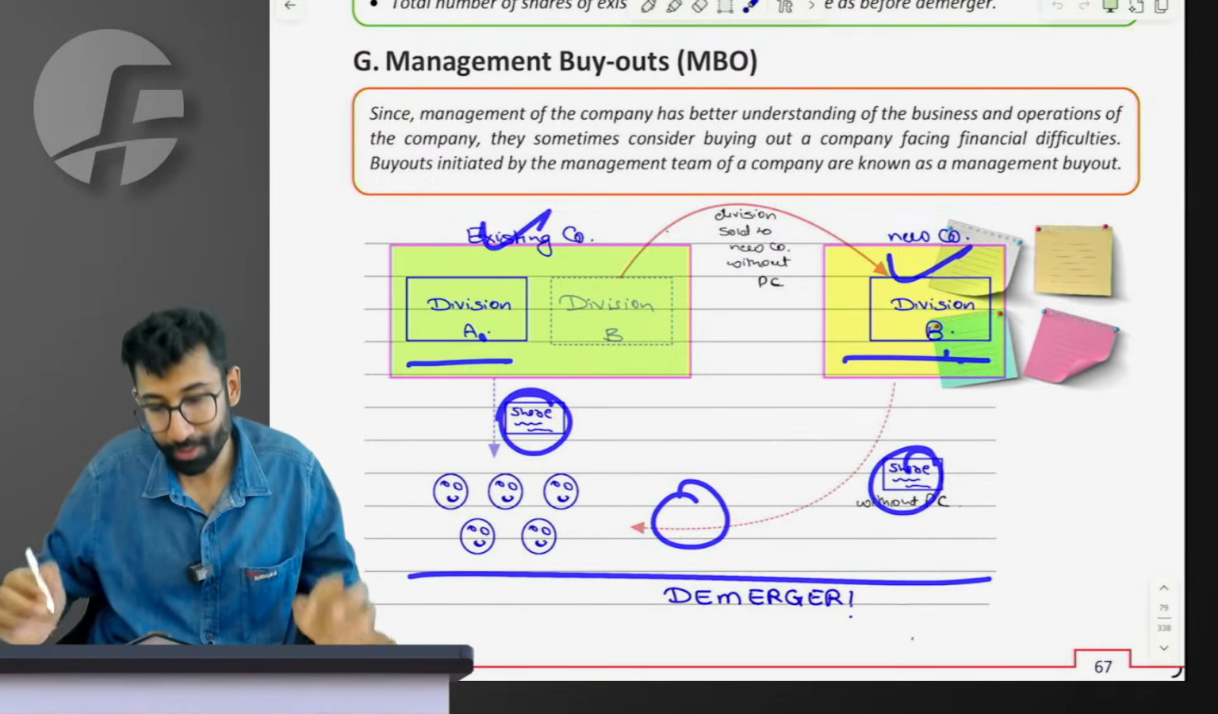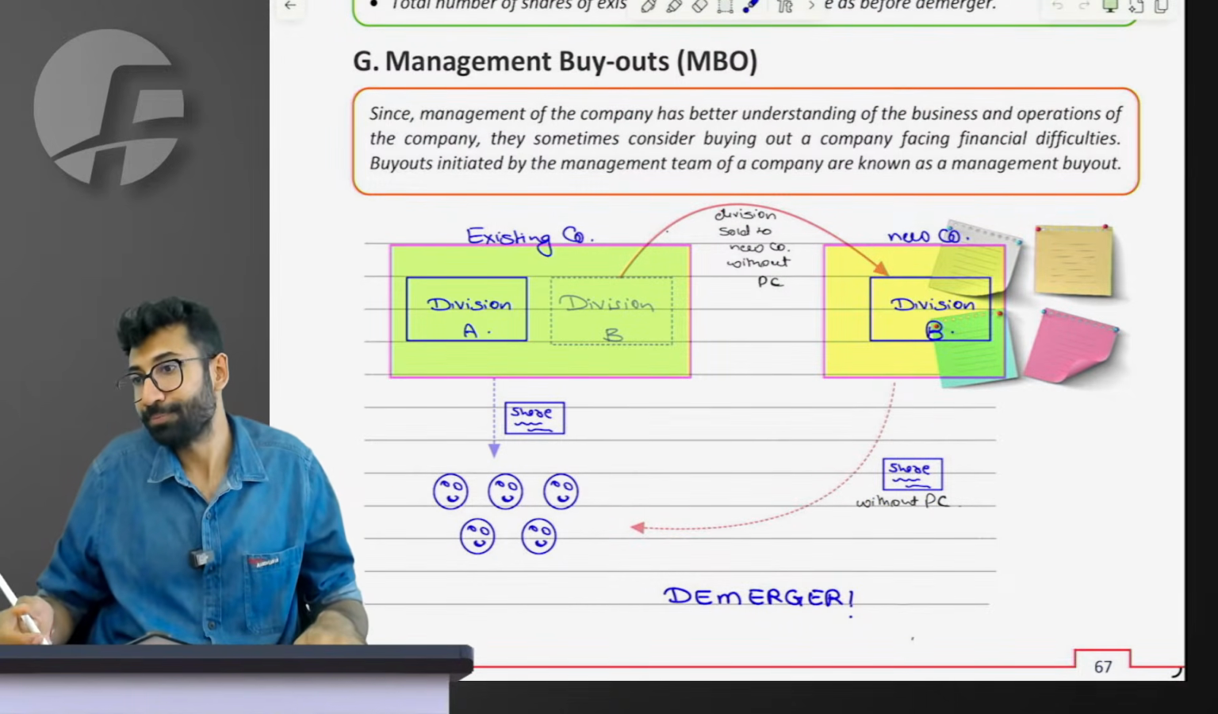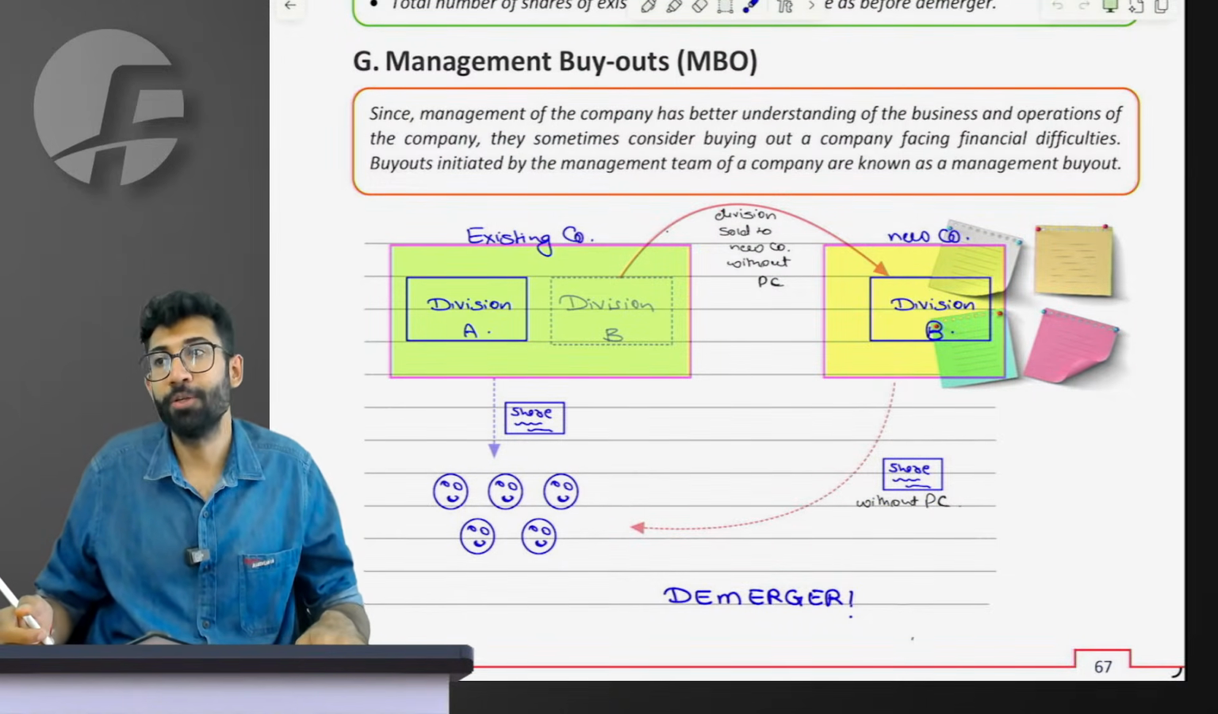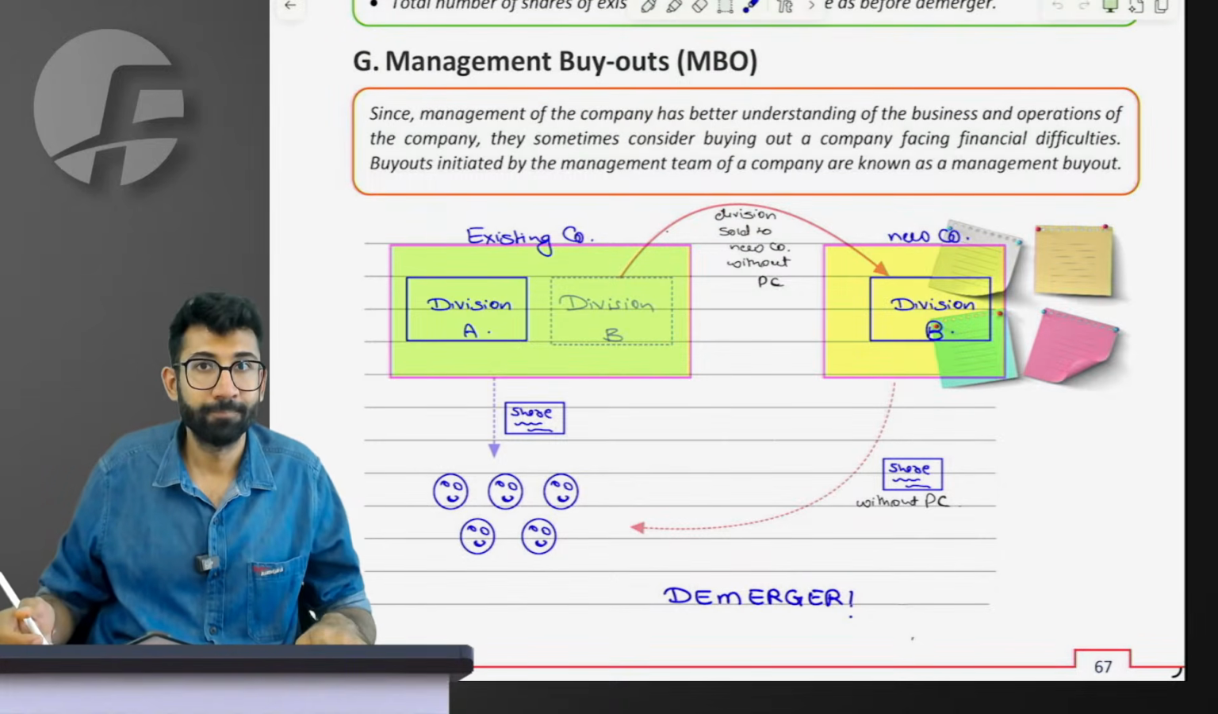Could you understand what demerger is so far? Come on, requesting your responses. Hello?